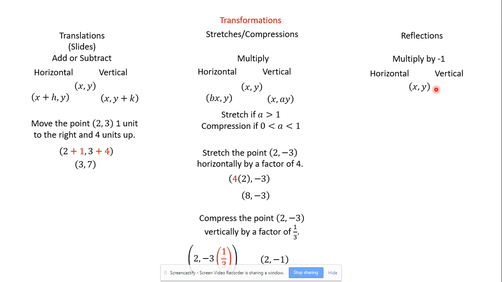All right, back to reflections. We start out with our just random point, x, y. Horizontal, we need to make the x value negative. Vertical, we need to make the y value negative. Now the trick here is knowing which is which, because it generally won't tell you do a horizontal reflection or a vertical reflection. It'll say reflect across the y-axis or reflect across the x-axis.